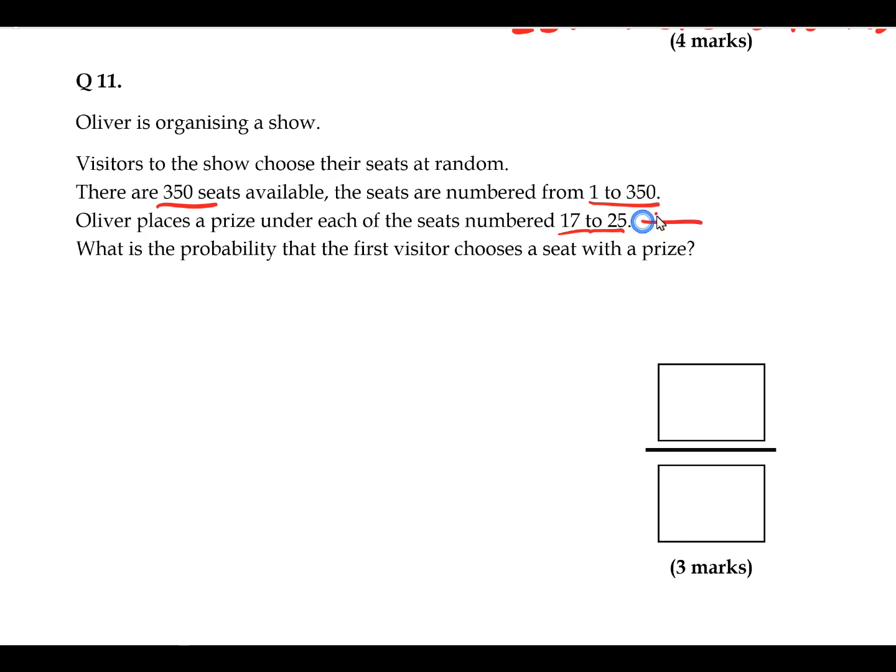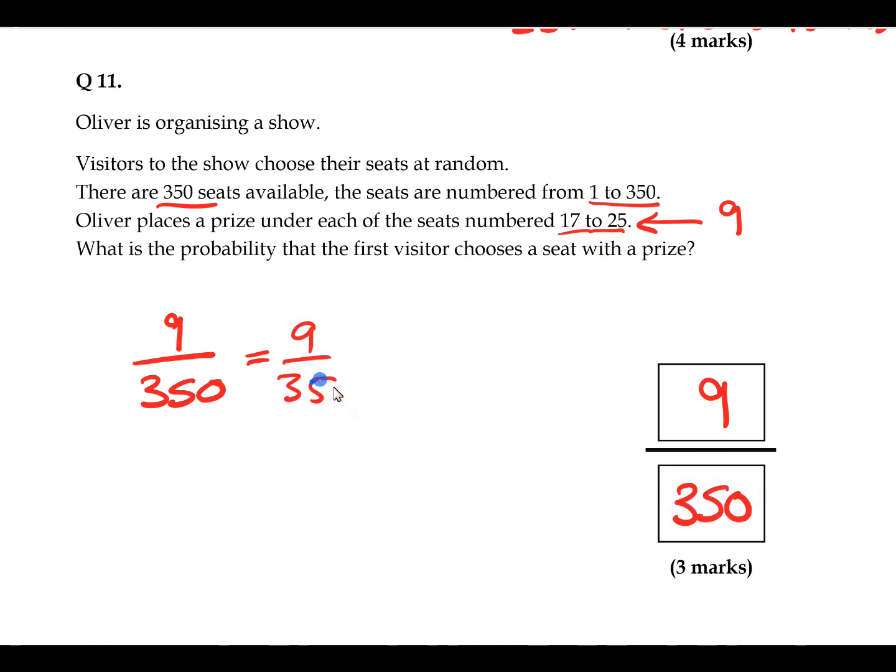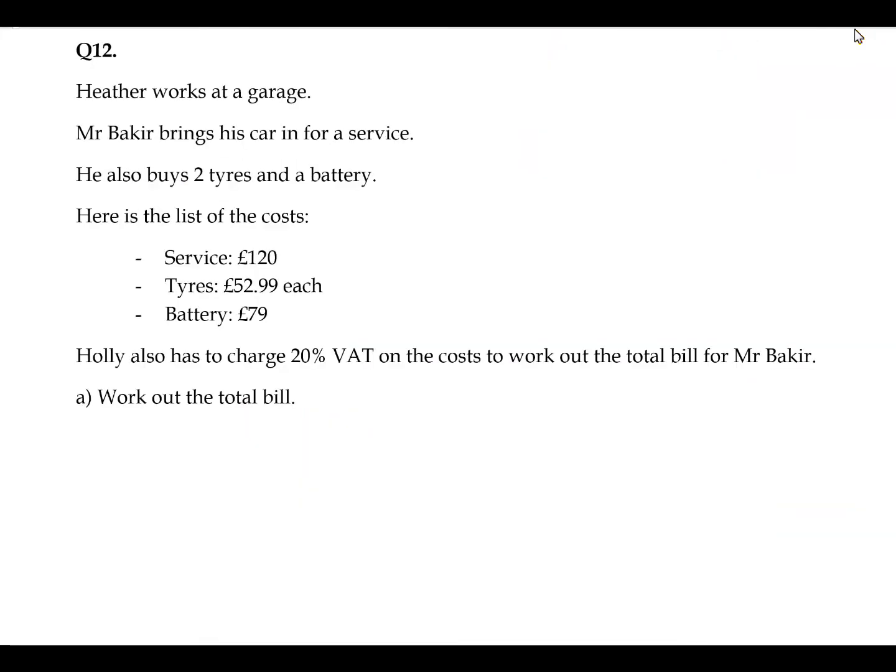So, how many have got prizes? So the number from 17 to 25 is 9. So there are 9 prizes available. So the probability of somebody winning is 9 over 350, which when you stick it in your calculator is 9 over 350. Just double check it doesn't simplify on your calculator.